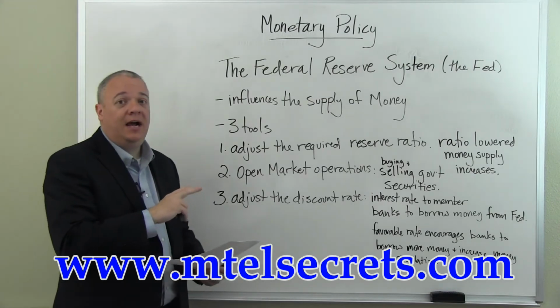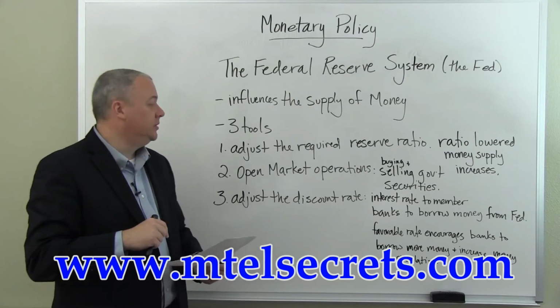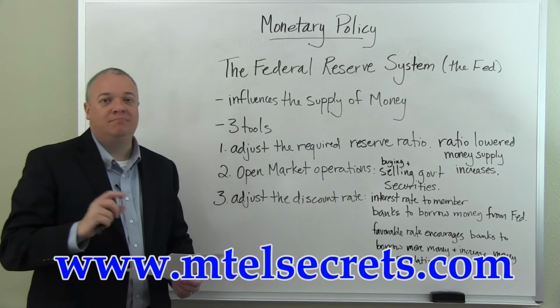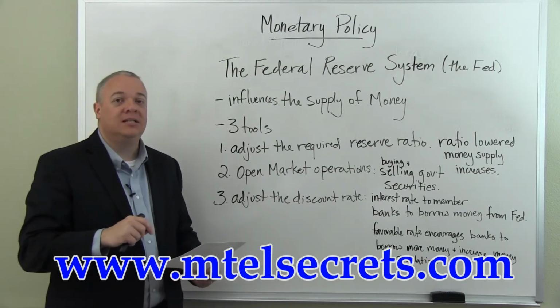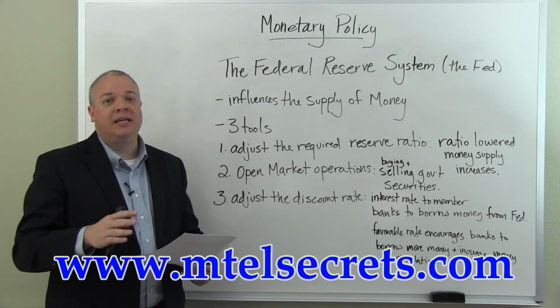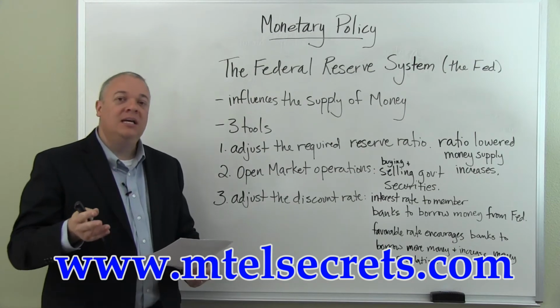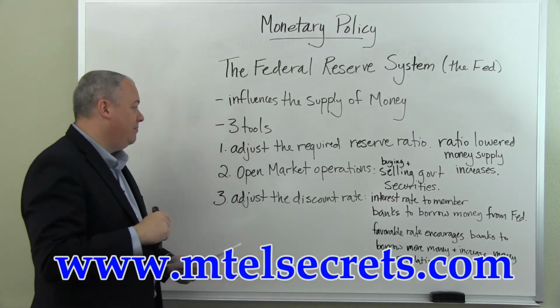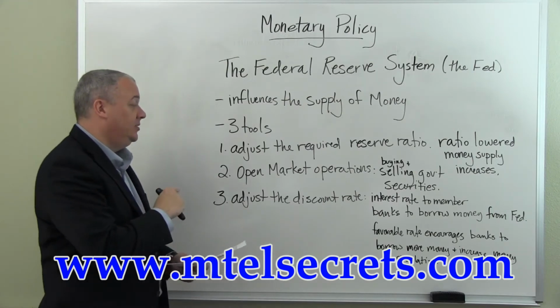The second thing that they have, and this is probably one of their most powerful tools, is the open market operations of buying and selling government securities. By doing this, they strongly influence the amount of money in circulation at any one time, and so they have that market.